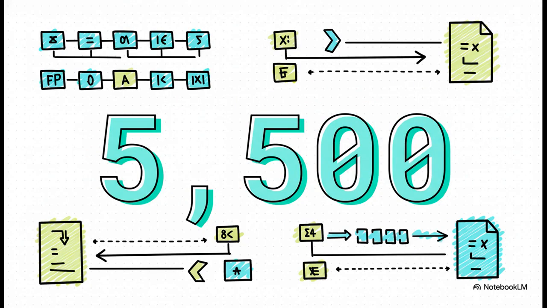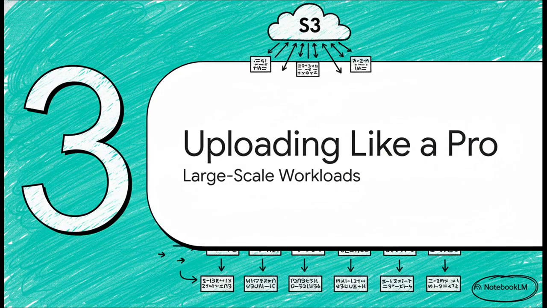And for reading data, so GET or HEAD requests, the limit is even higher. We're talking 5,500 requests per second for each prefix. The takeaway here is so clear. If you need more performance, you don't need a bigger, more expensive S3 bucket. You just need more prefixes. Okay, so randomizing prefixes is the absolute game changer for handling tons of small files.